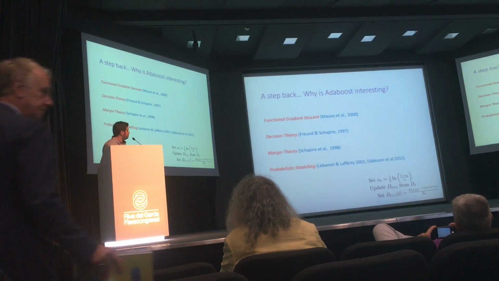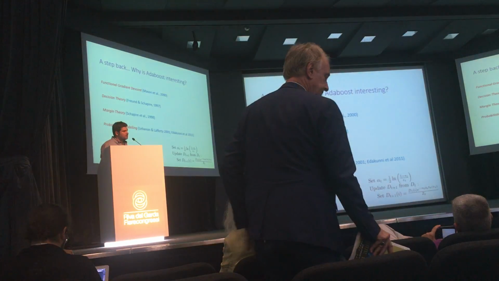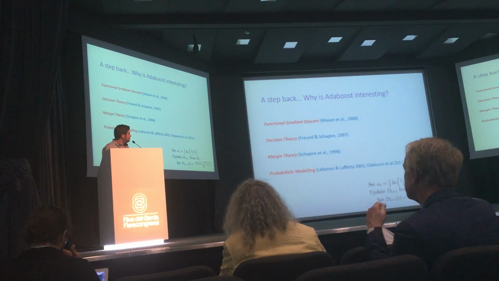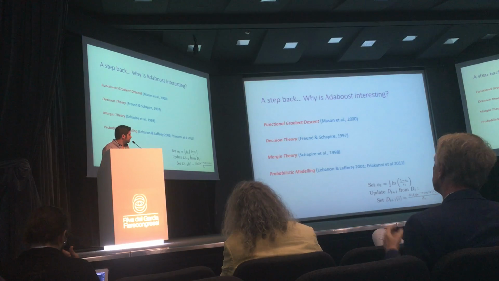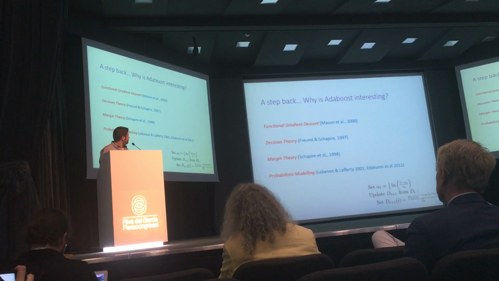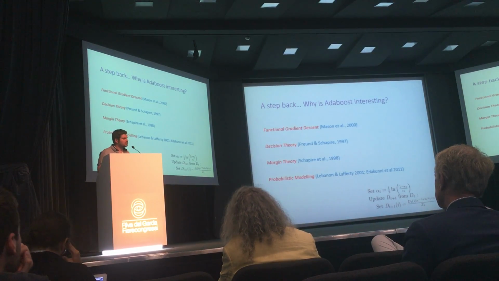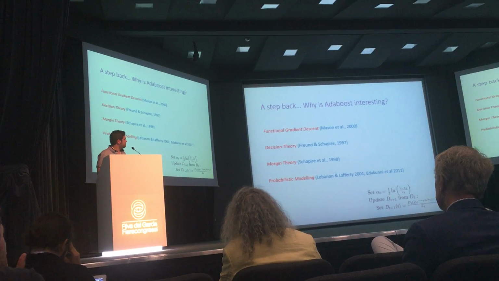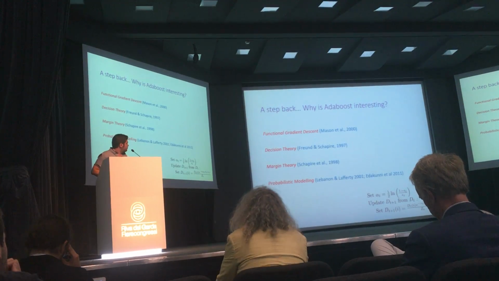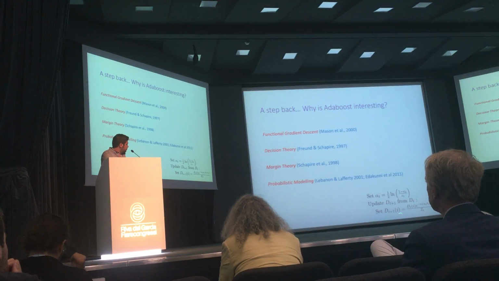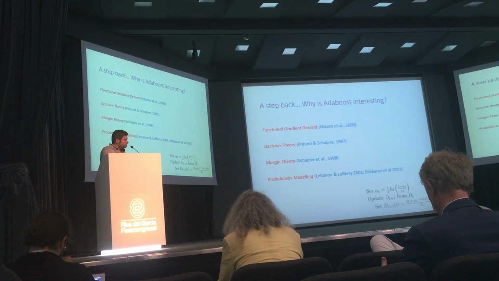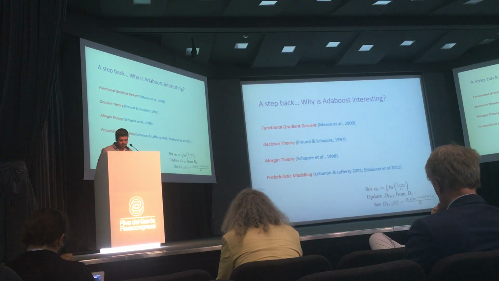So our approach is to take a step back. In the beginning, I mentioned that AdaBoost has a rich theoretical depth. What I meant by that is that the steps of AdaBoost can be justified through many different theories. For example, functional gradient descent, decision theory, margin theory, probabilistic modeling, and even more, game theory, information theory, dynamical systems, linear programming. So the weight update rule, the update of the distribution over the weights, and the way we set the confidence for each model can actually be derived by these frameworks.